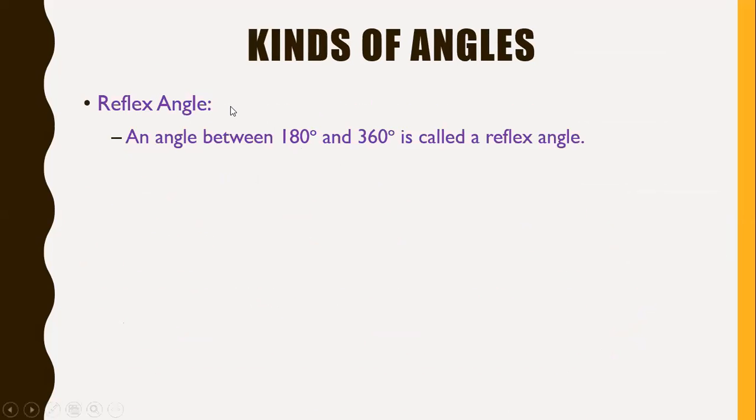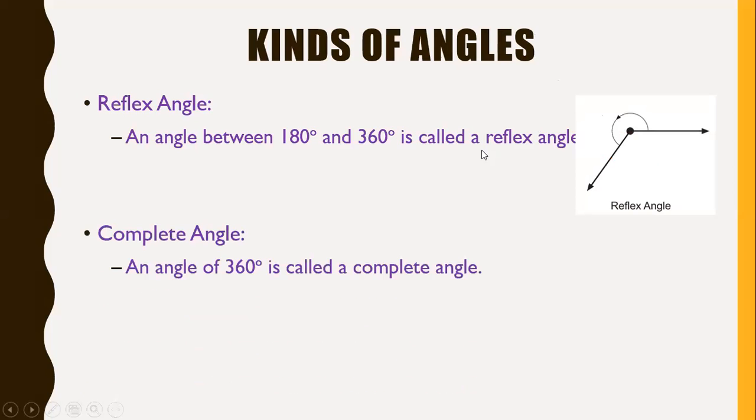Now, reflex angle. Now let's see the diagram. Here, when the angle is between 180 to 360, for example, here is 180. So an angle between 180 till 360 is called the reflex angle. Okay, this is called the reflex angle, right?